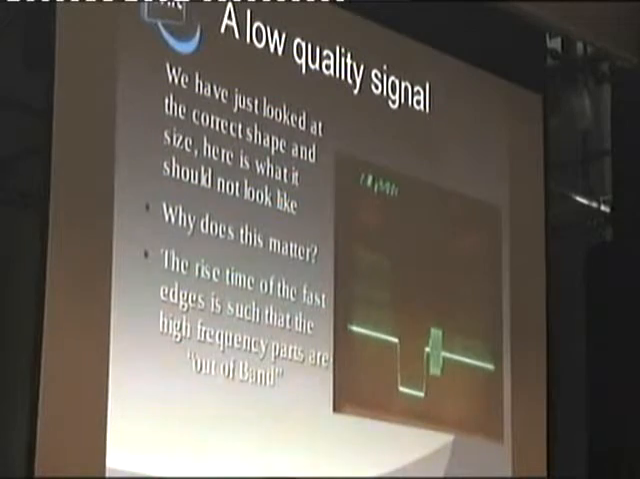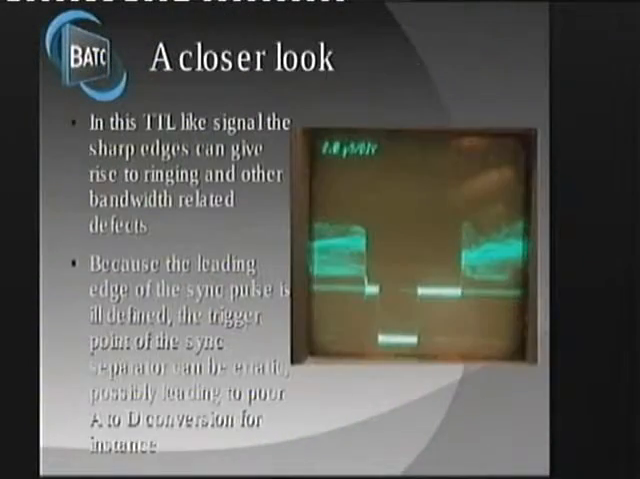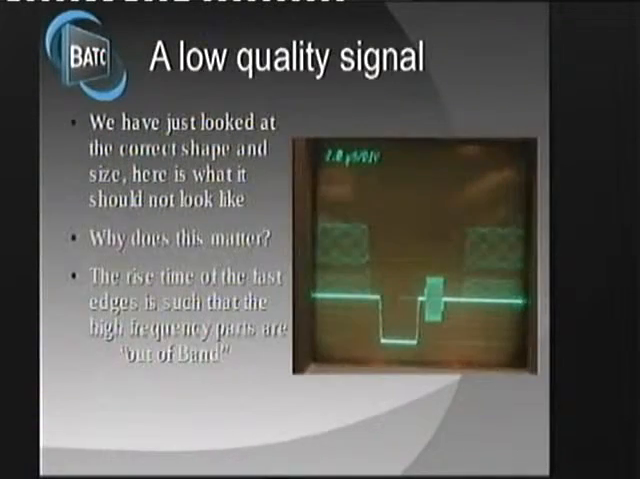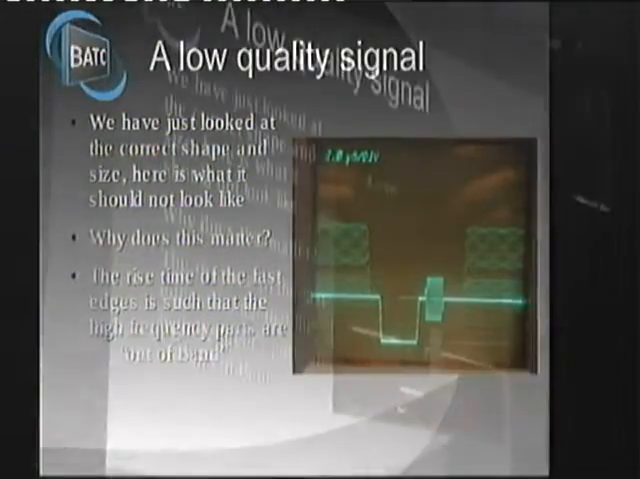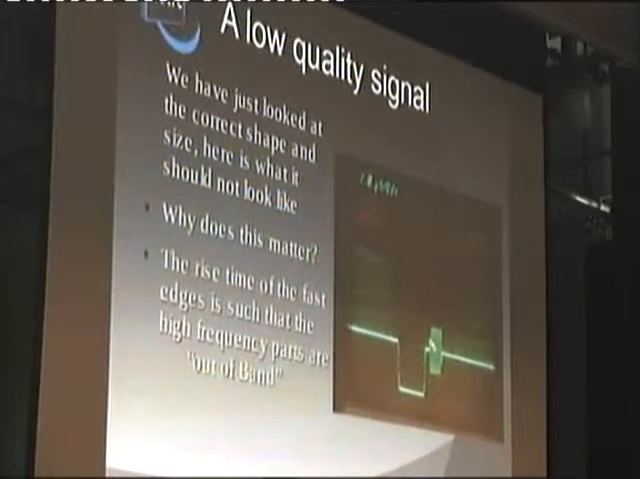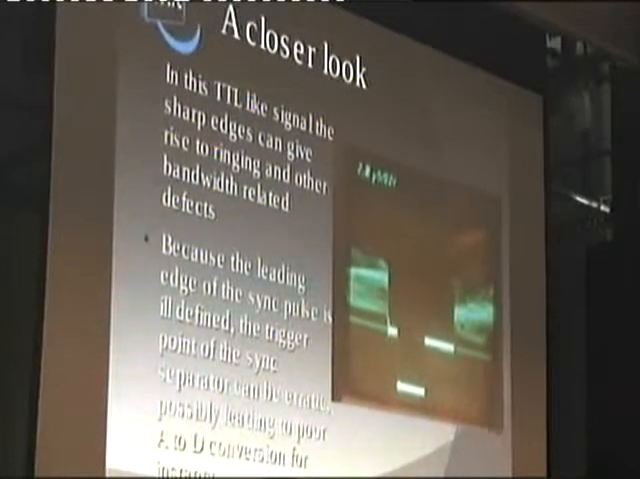And this is a less good one. It came off a Thomson set-top box. And you'll see there that the edge is much steeper and the burst is really an appalling shape. And why does this matter? Well, if the rise time there is too fast, the frequency components by the Fourier analysis are out of band, and this can lead to ringing and all sorts of other problems.